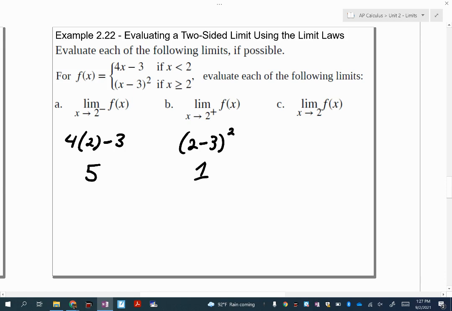And so when it asks for the limit as x approaches 2 of the function, we talked about this in a previous lesson. If they don't match from the left and from the right, then the limit as x approaches 2 of this function, you would write does not exist because they don't match.